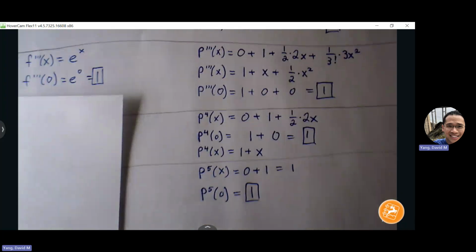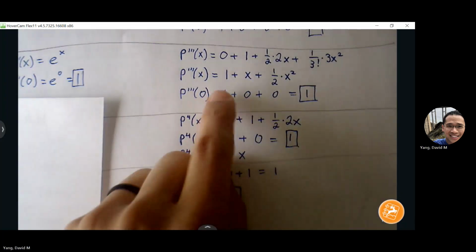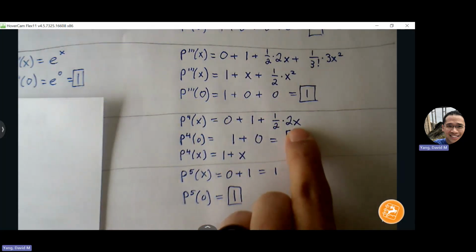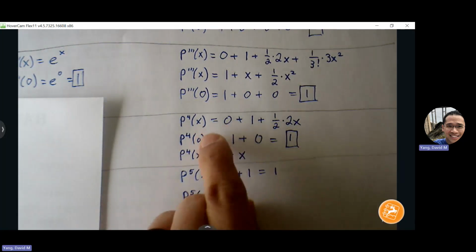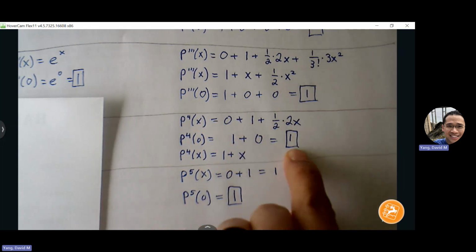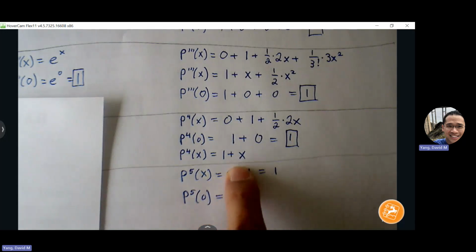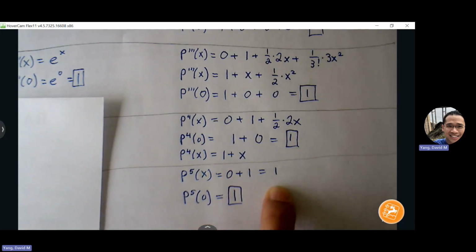So if I do the fourth derivative here, 1 becomes 0, x becomes 1, 1/2 x squared becomes x. If I do the fourth derivative at 0, I'm going to end up with 1. So that matches up with the fourth derivative. And finally, the fifth derivative, 1 plus x just becomes 1.